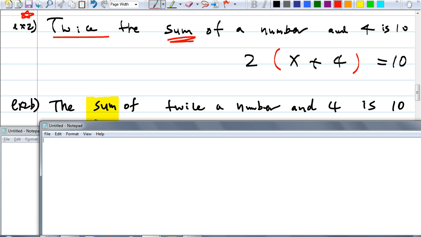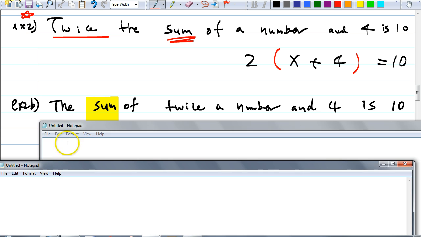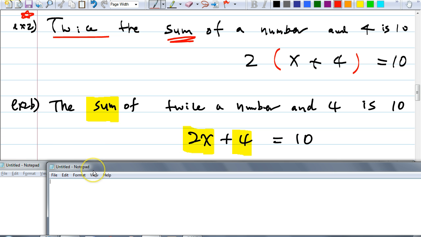Dakota, what do you think, sir? What do you think this would become? So it would be 2x plus 4. Exactly right. It'll be 2x plus 4 equals 10 without the parentheses around that 2x. Do you guys see the difference?